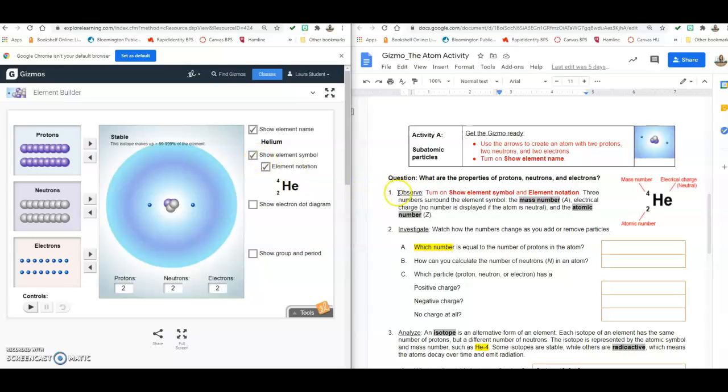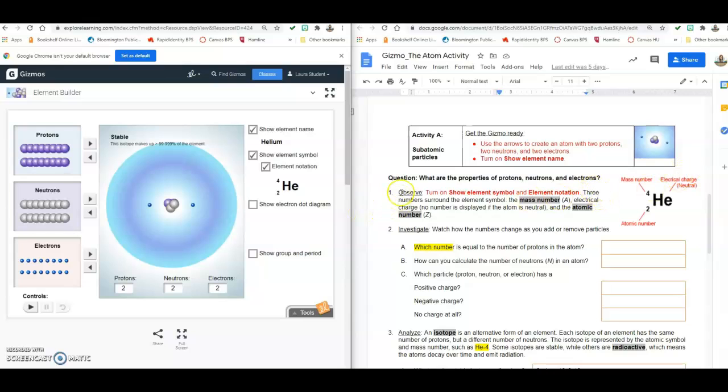And if we look at observe for question number 1, it also says to turn on show element symbol and show element notation, which I have done right here. Now you can see a notation that has the element symbol and some numbers, and it looks just like the labeled element notation that you see over on the worksheet. The worksheet tells you what each of these parts is called.